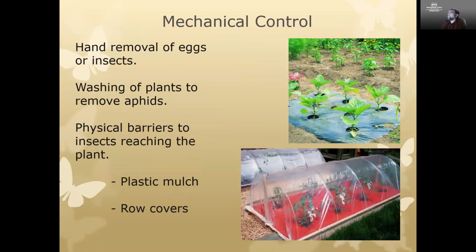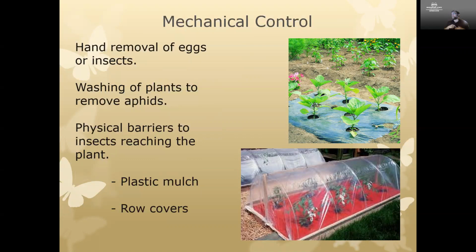Starting with mechanical control, that can be anything up to hand removal of eggs or the insects themselves. Now we mentioned for stink bugs and squash bugs, physical removal of eggs in order to keep their populations down. Of course, we also mentioned for the tomato hornworm, just physically removing those caterpillars, getting them off the plant. And if you have a small number of plants, there's absolutely nothing wrong with that as a method for control.